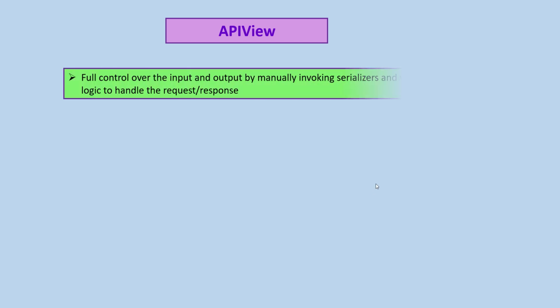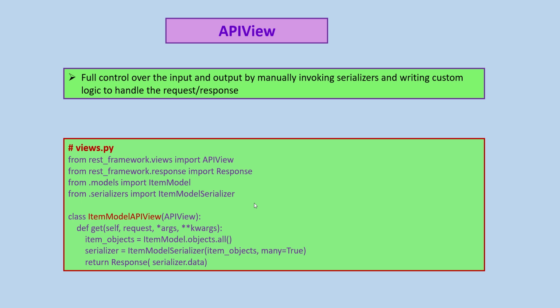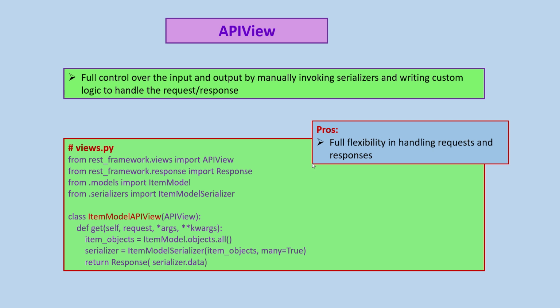Finally we can see APIView. So what is the APIView? It gives us full control over input output processing by manually invoking serializers and writing custom logic to handle requests and responses. So basically it provides full control over input output processing, and this is the example of that. We can see these are the imports, and this is the atom model APIView, and here we can see the rest of the things.